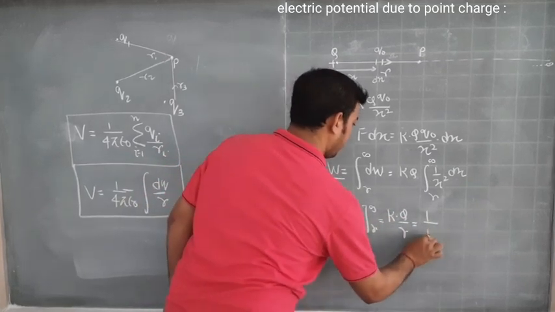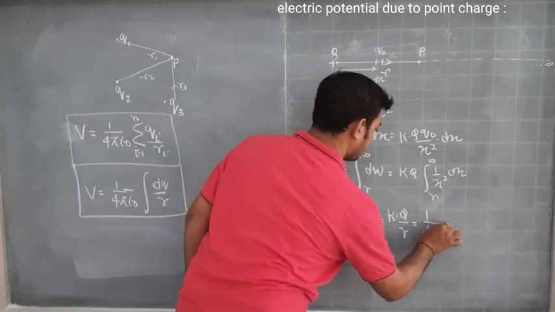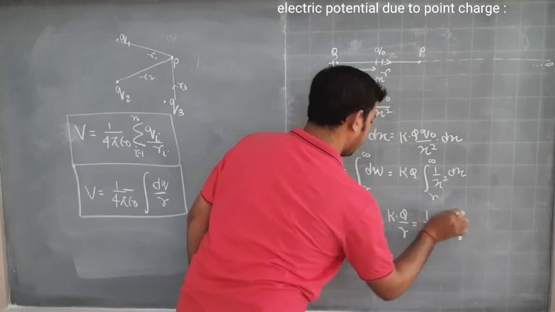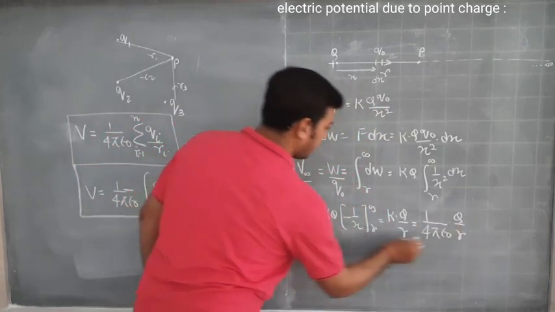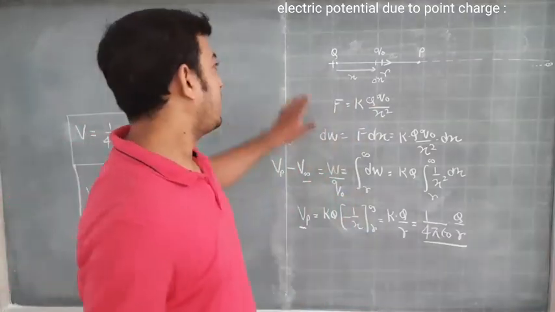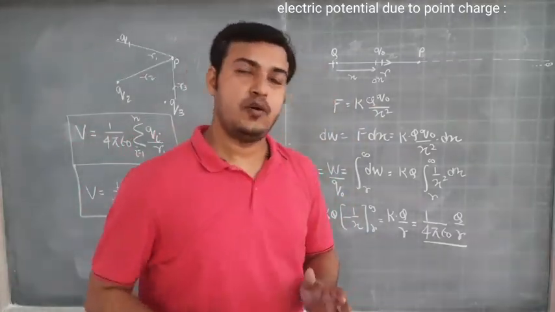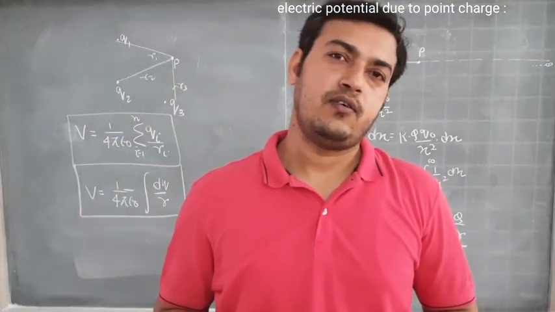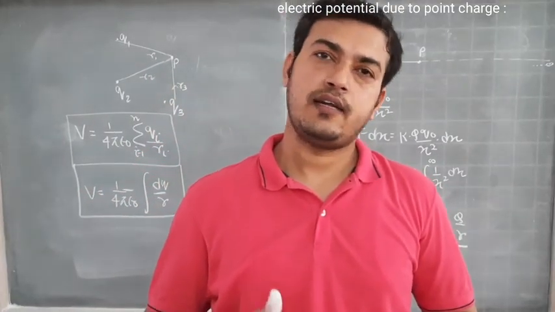Using the value of k, this is 1 by 4 pi epsilon naught q by r, and this is the potential at a distance of r from a test charge. So in this way also we can find out the electric potential at a point.